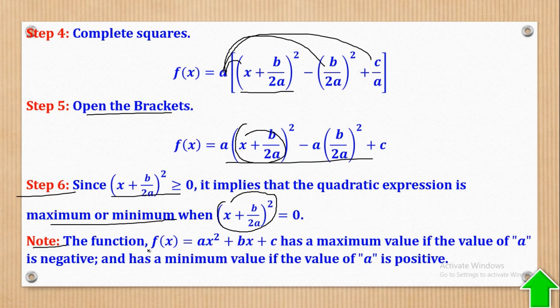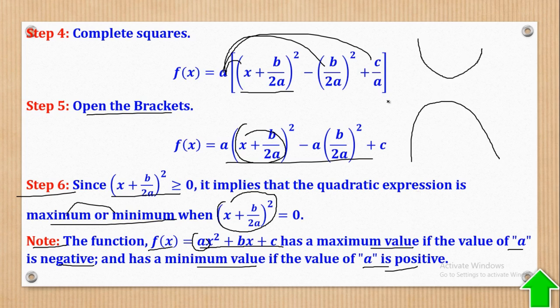Note that the function fx equal to ax squared plus bx plus c has a maximum value if the value of a is negative, and a minimum value if the value of a is positive. So this function can either have maximum or minimum. Now how do you know that it is maximum or minimum? So if you look at the coefficient of x squared, if the coefficient of x squared is negative, it implies that it is a maximum value. But if it is positive, it implies that it has a minimum value. I think you remember that under curve sketching of calculus.